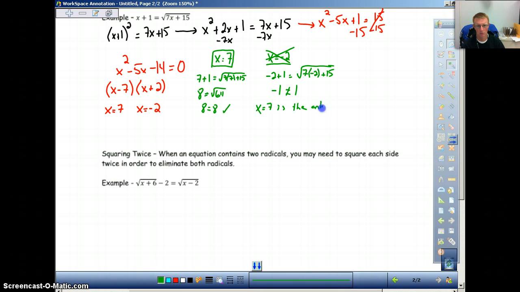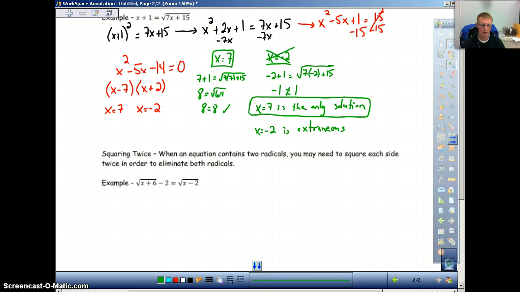So x equals 7 is the only solution. x equals negative 2 is extraneous. And that's where that terminology comes in. So when you're checking for extraneous solutions, that would just be the one that does not work. So therefore, it's not a solution. So x equals 7 is really the only solution here. That's why it's very important to check your work. Don't forget to do that.